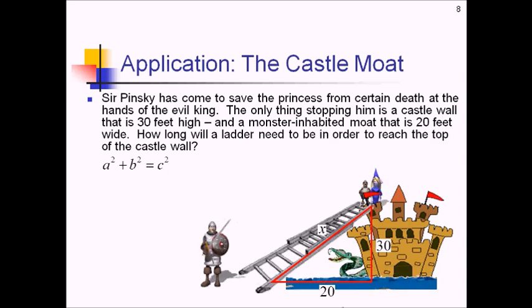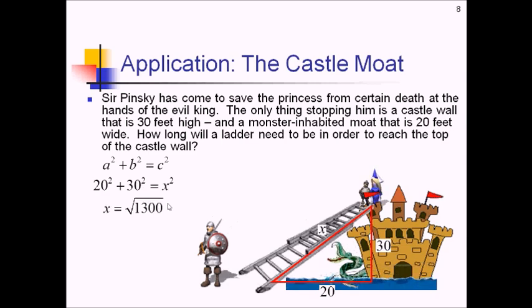So we've got 20 squared plus 30 squared equals x squared. This is 400 plus 900, which is 1300. And then the square root of both sides gives us the square root of 1300.